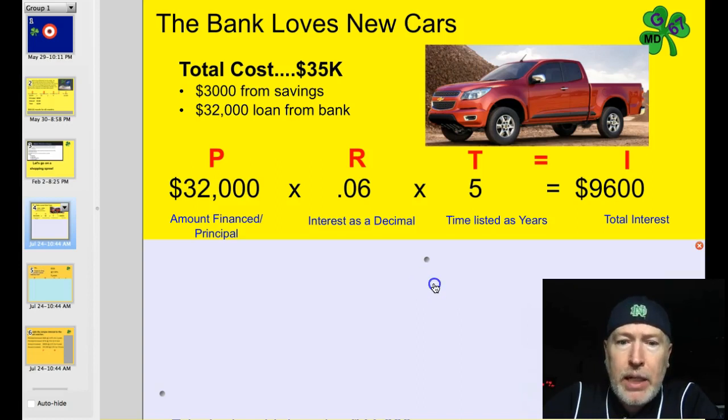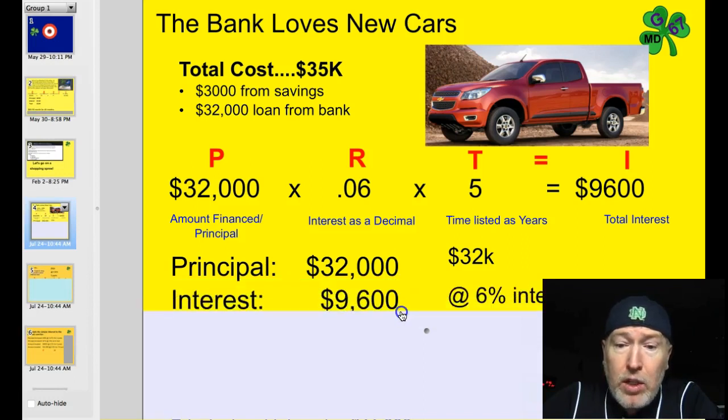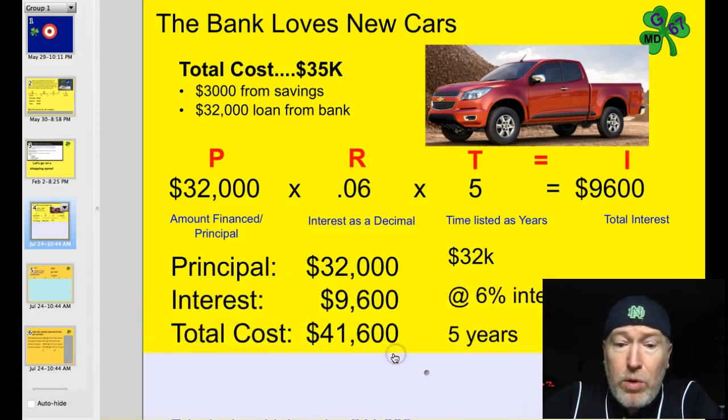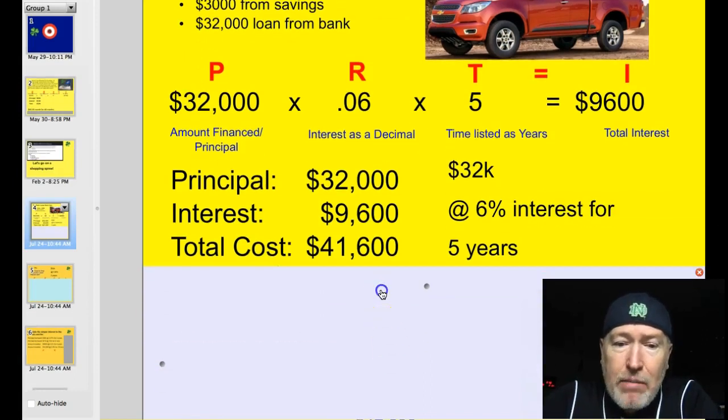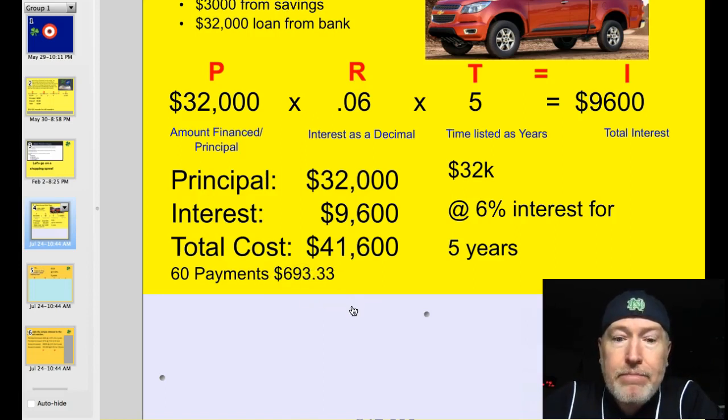That's a lot of money, especially when you consider that you have to add that to the principal, the amount of the truck. If you add those two together, the truck would cost $41,600. If you divided that amongst the 60 months, 5 times 12 gives you 60, 12 months in a year, 5 years, the payment would be nearly $700 per month, $693.33 to be exact. Yikes.